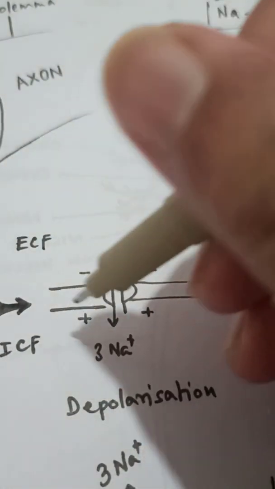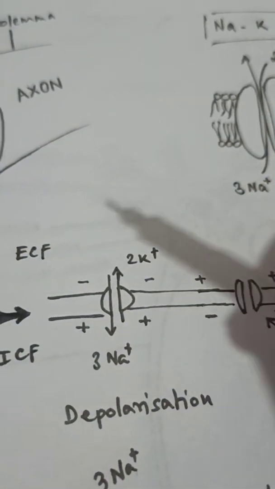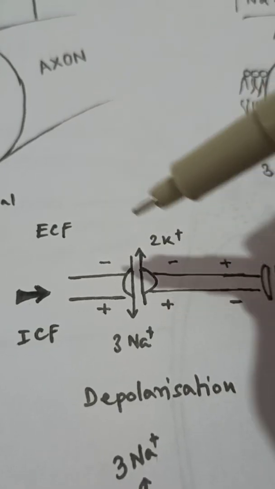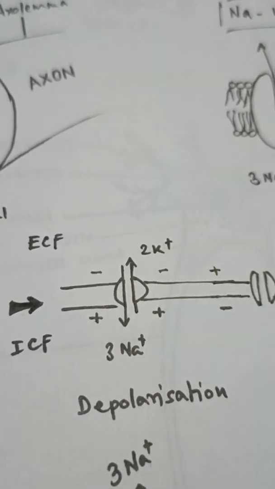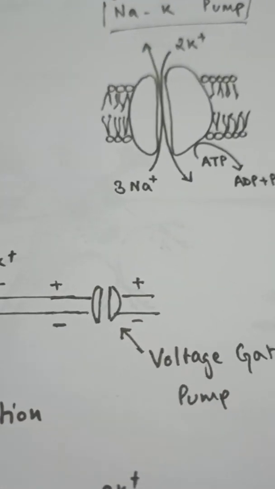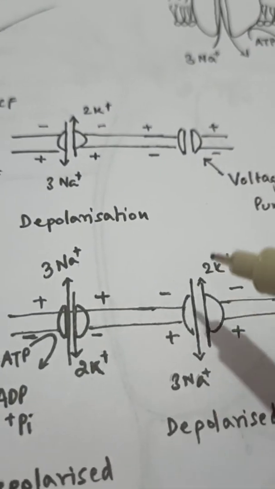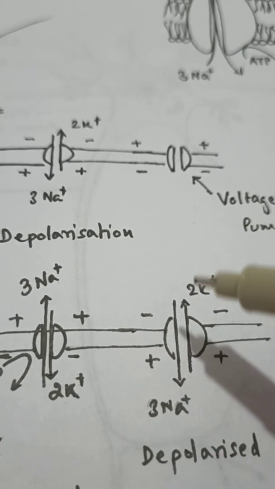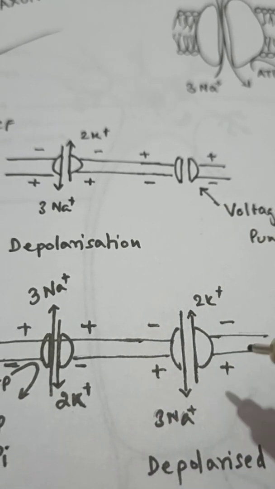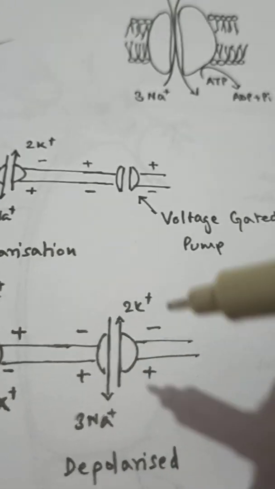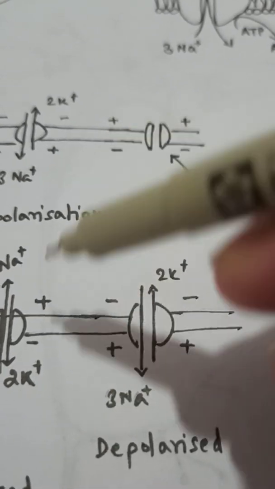Now that will create a differentiation of the charge on the surface compared with what was there previously. The outer side will now become negative and the inner side positive, and that will trigger the adjacent voltage gated pump to repeat the entire process the same way. So this side will bring the sodium inside and send 2 potassium outside from this region. The exchange will take place. This depolarization which occurred here will now take place in the number 2 position.